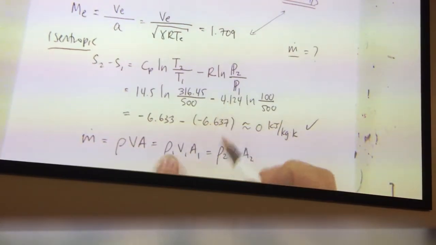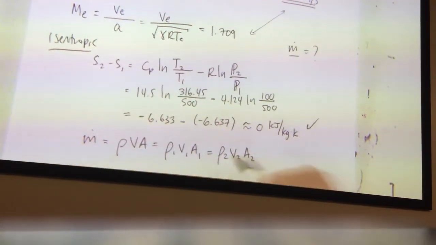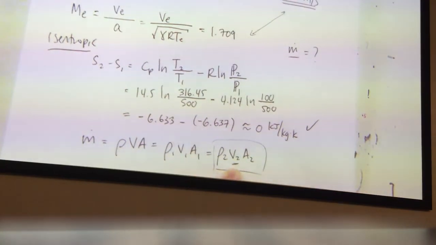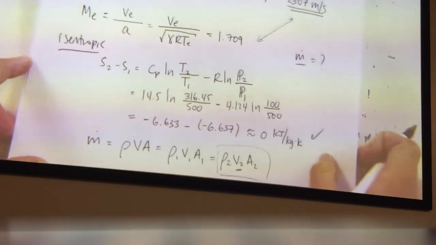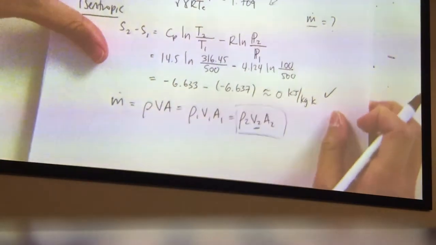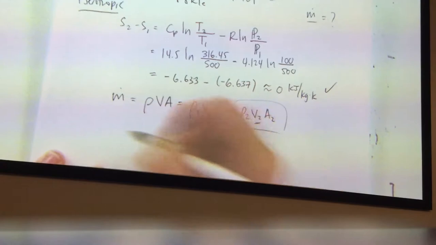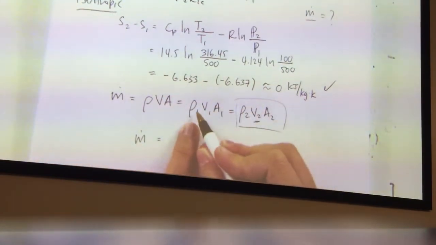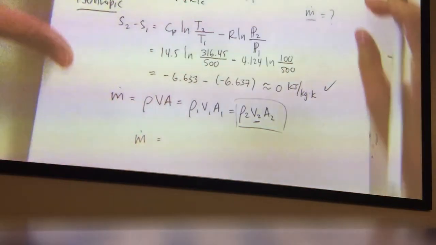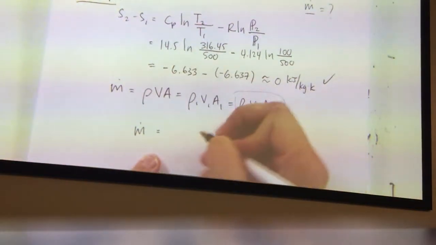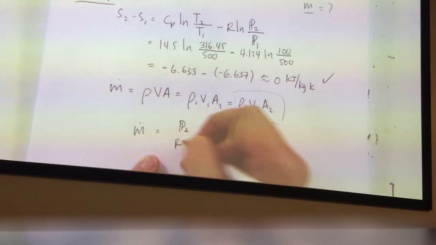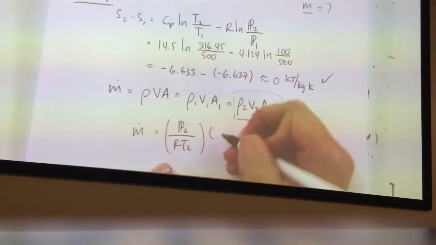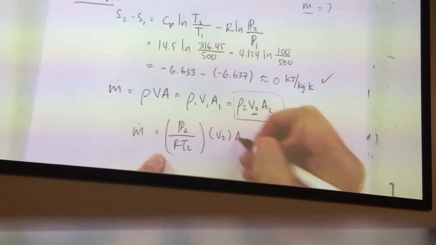Okay. So we actually don't have that A1 here. It's not given to us in the problem. So to find the mass flow rate, we can use the parameters at the exit. And we already found V2 in here. So let's do that and find the mass flow rate of the problem. Now, mass flow rate is going to be rho, the density. To find the density, we use the perfect gas law. So that is P2 over R T2. We already have all those parameters, so we can do this. We have V2 and A2.